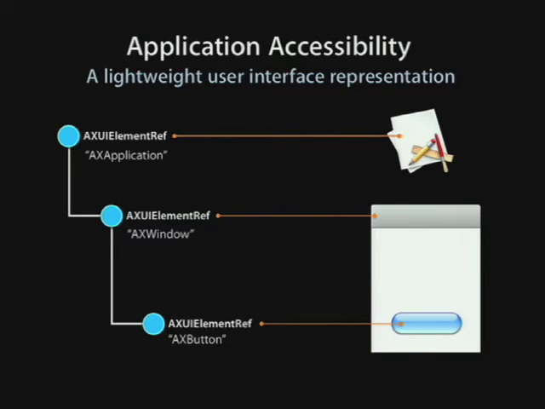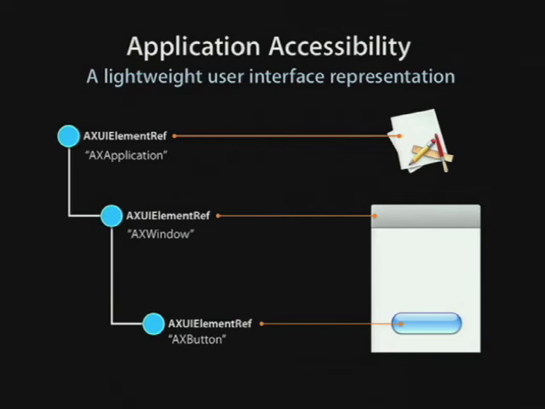So that accessibility client gets a small thing, a UI element ref, which is essentially a small token or a small proxy back to a real user interface element in your application. Each of these little UI elements that the accessibility client has a particular role that lets you know what the type of thing is. Is it the application itself, a window, a button? And this forms a hierarchy of user interface elements that describe your UI.